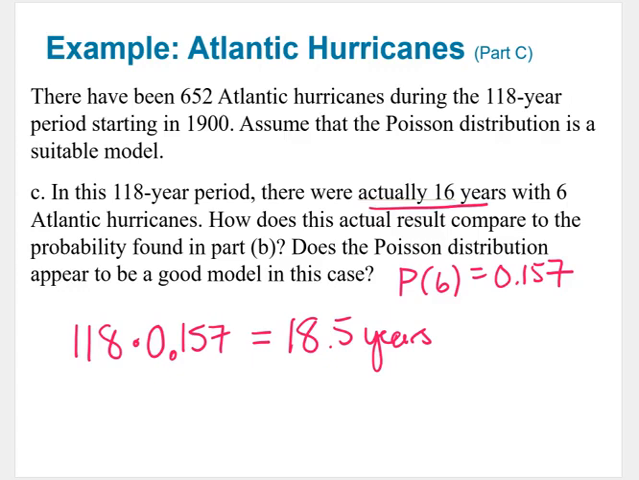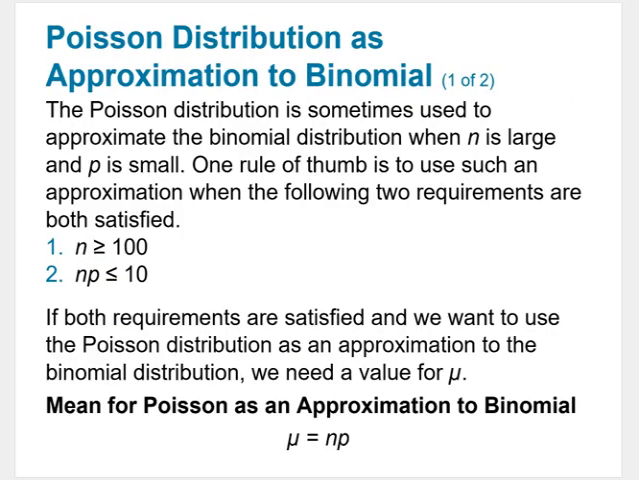So you make sure that you know how to use that calculator. That's going to be really helpful. Another thing that is helpful about the Poisson is that you can use it to approximate a binomial.